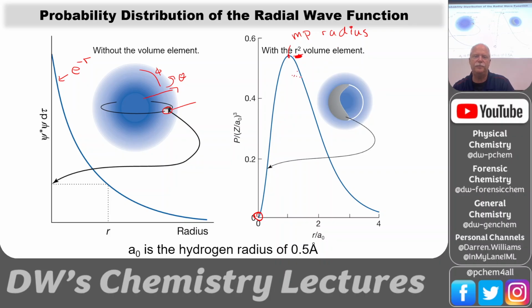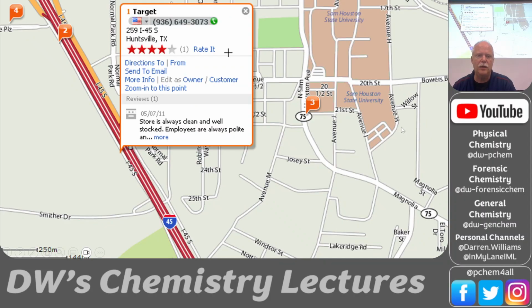For each wave function, and for the hydrogen atom, the most probable radius is half an angstrom. Okay. So let's compare this to the size of the nucleus.